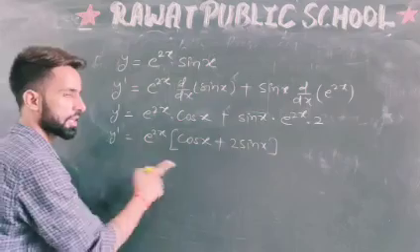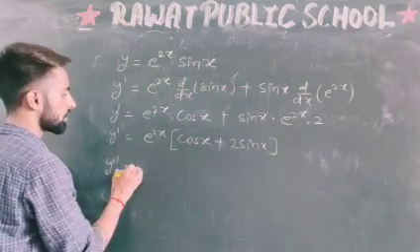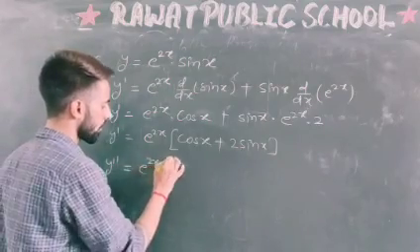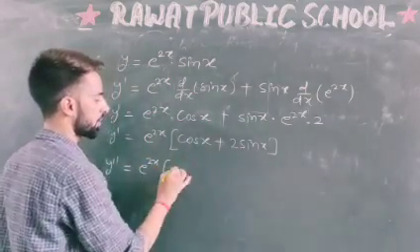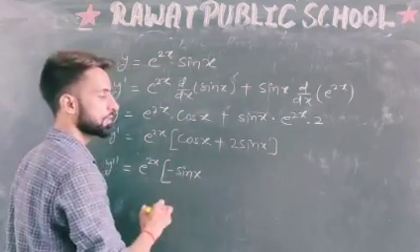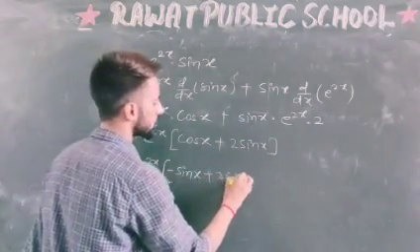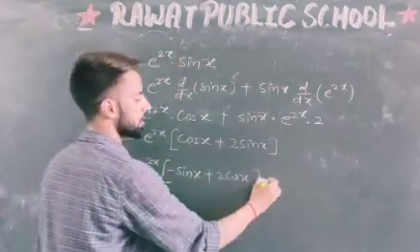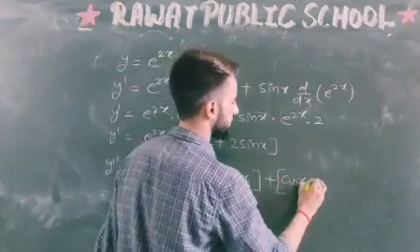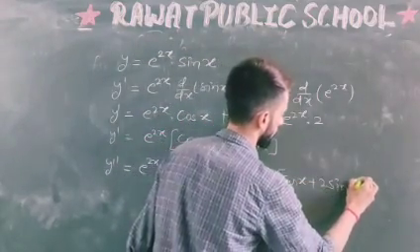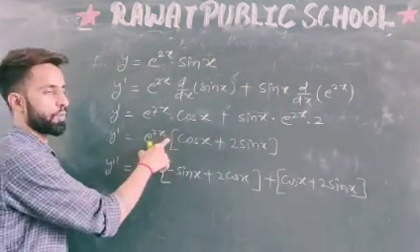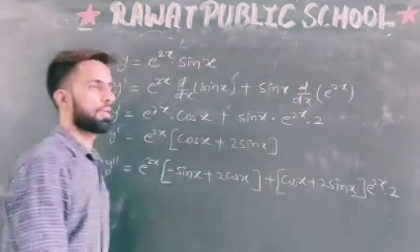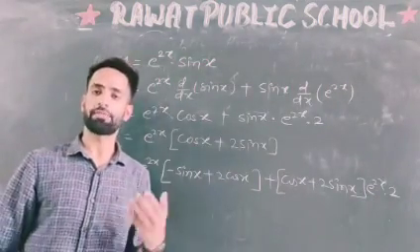So differentiating both sides again, this will become y double dash. Now again u dot v, product rule. Keeping e2x and differentiating the bracket, cos x will become minus sin x, and 2 sin x will become 2 cos x. I differentiated here. Now keeping the bracket constant and differentiating e2x, e2x will be e2x dot 2.